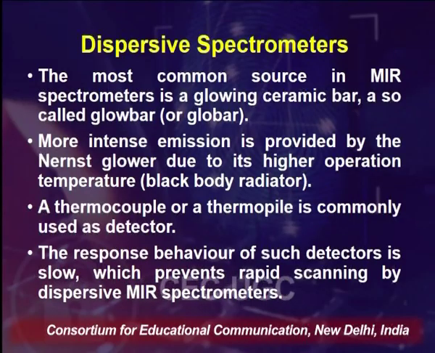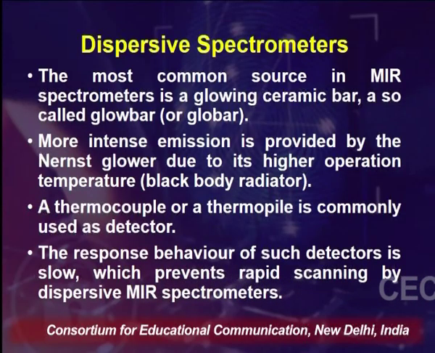What is MIR? Mid-range infrared regions. These spectrophotometers use a glowing ceramic bar which is called a glow bar, or we can also call it a globar. This globar is a source for IR radiation. More intense emission is provided by the Nernst glower due to its higher operation temperature, whereas a thermocouple or a thermopile is commonly used as detectors in the case of dispersive spectrophotometers. The response behavior of such detectors is slow, which prevents rapid scanning by dispersive mid-IR spectrophotometers.